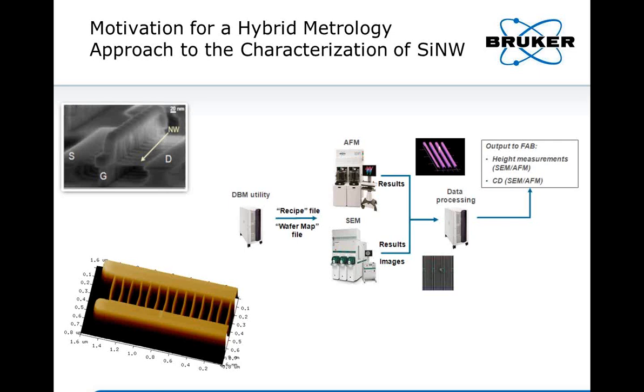The gate-all-around silicon nanowire is one such structure that is under investigation for introduction at the 7-nanometer node. A recent case study in which hybrid metrology between a CD-SEM and the AFM was used to investigate the buckling characteristics of 7-nanometer silicon nanowires.